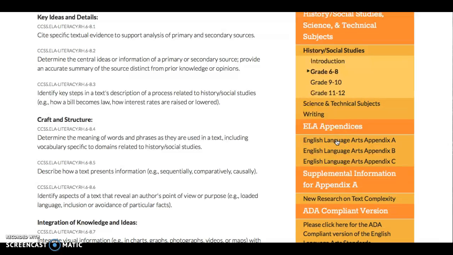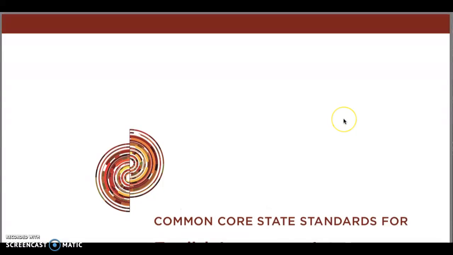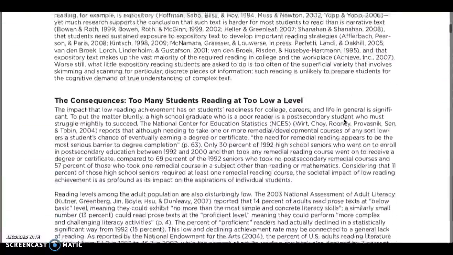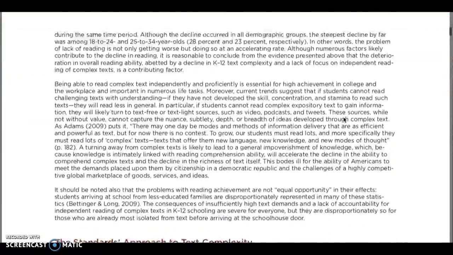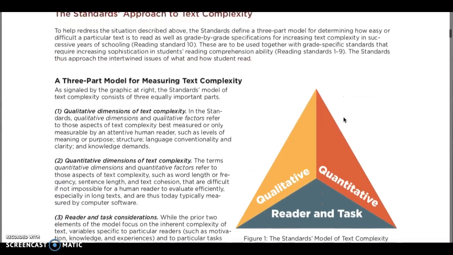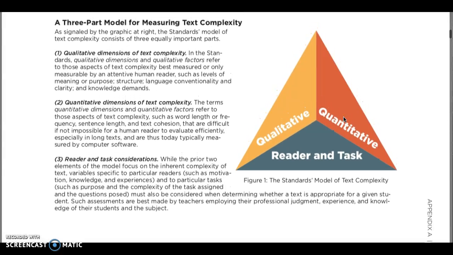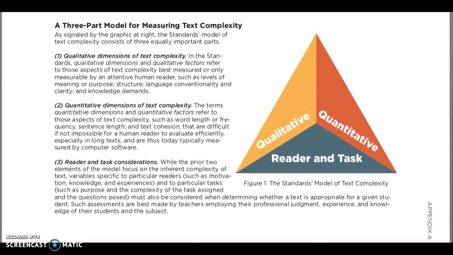And last but not least, I wanted to show the ELA appendices. English Language Arts Appendix A is all about text complexity and why it's important. It talks about different research behind text complexity, and it's very text heavy, but it breaks it down to help future educators understand how to determine text complexity and why it's important.